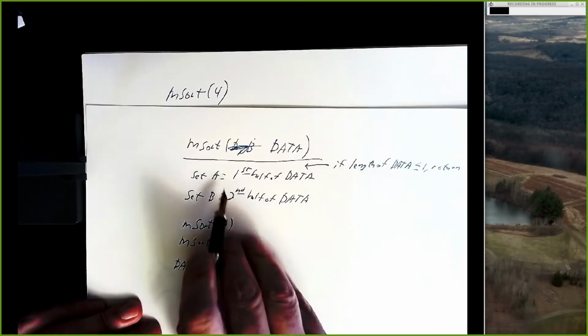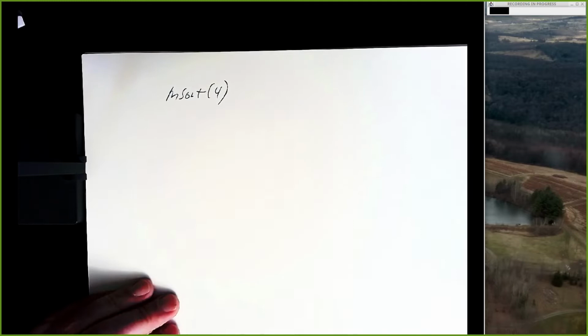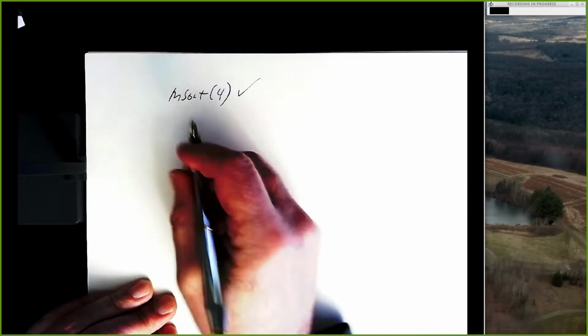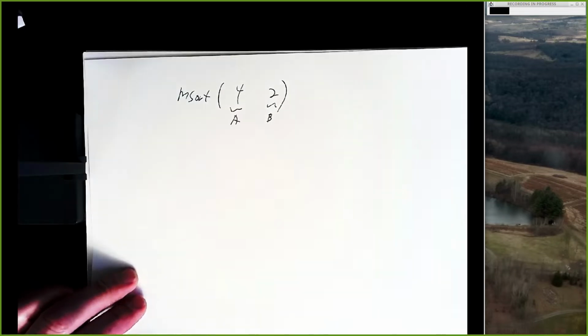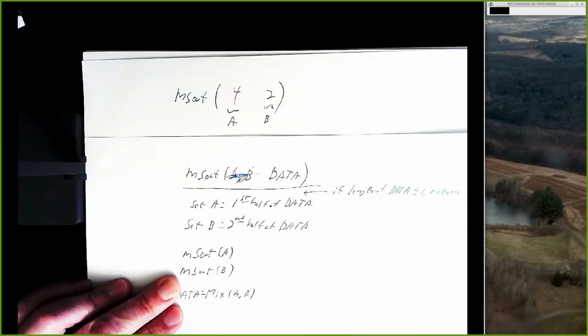The beginning of our msort function says if the length of the data is 1, return. So this call returns right away, and our data just looks like 4. All right, so we're back from our call to msort of A, now we have to msort B, and the same thing is going to happen.